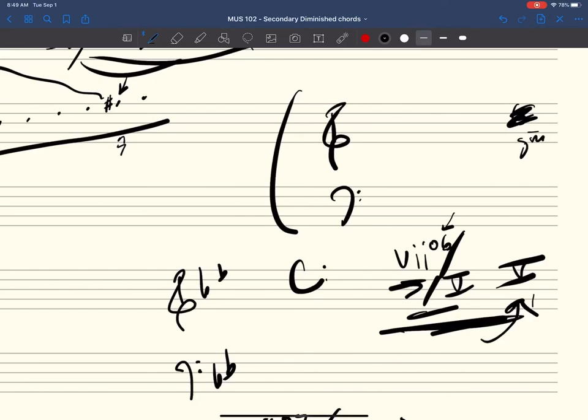But again, if you're feeling okay with the thought process of thinking through how secondary function works from the 5 of 5s, this should seem very familiar. The only difference now is that we're dealing with diminished and half diminished in that kind of paradigm.